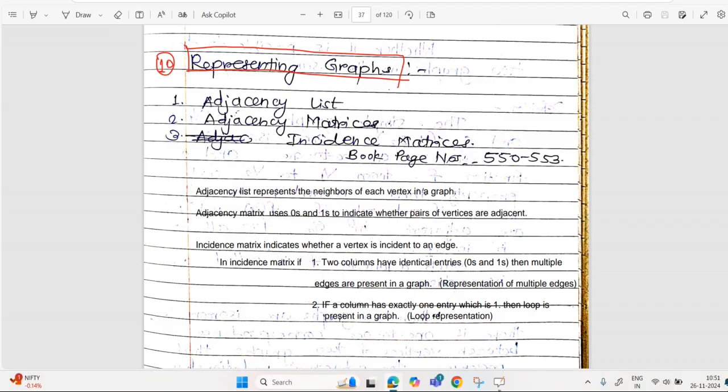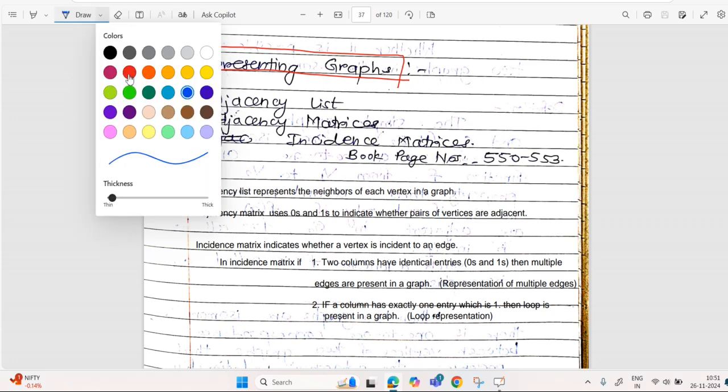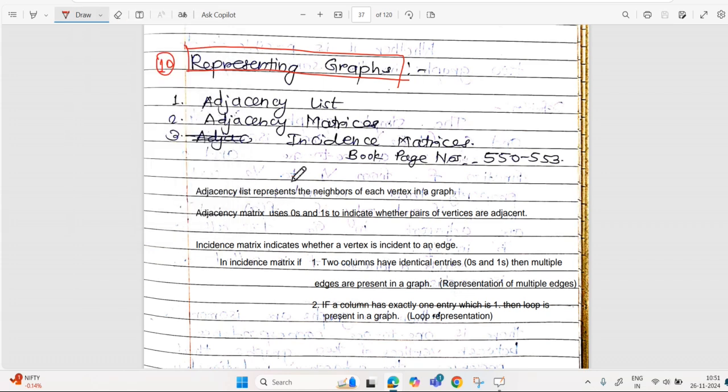Dear students, in this video we are going to study the topic representing graphs. There are three ways in which you can represent a graph. First one is adjacency list. Second way of representation is adjacency matrix, and third one is incidence matrix. So adjacency list, adjacency matrix and incidence matrix, these are the three ways in which you can represent a graph.